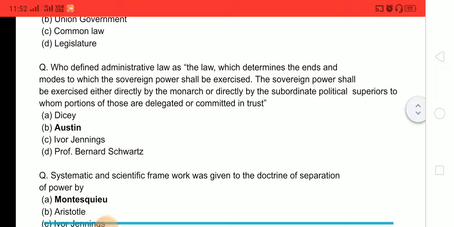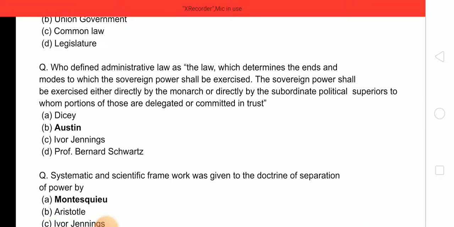Next question, who defined administrative law as the law which determines the ends and modes to which the sovereign power shall be exercised? The sovereign power shall be exercised either directly by the monarch or directly by the subordinate political superiors to whom portions of those are delegated or committed in trust. And this is the definition given by Austin.